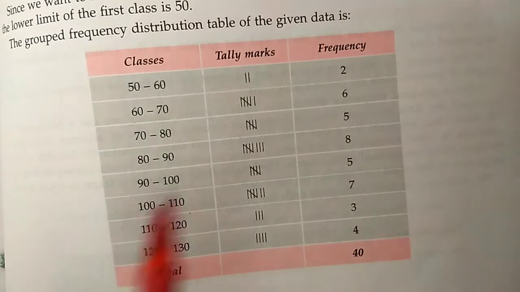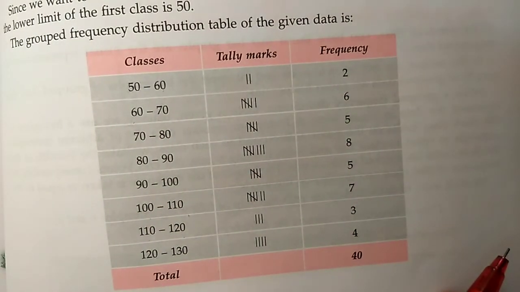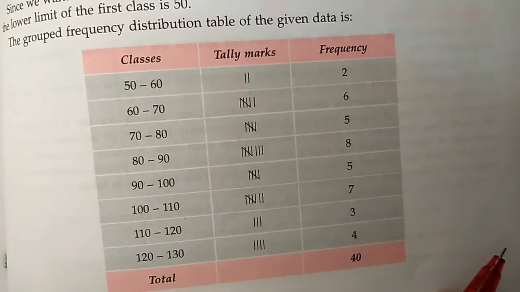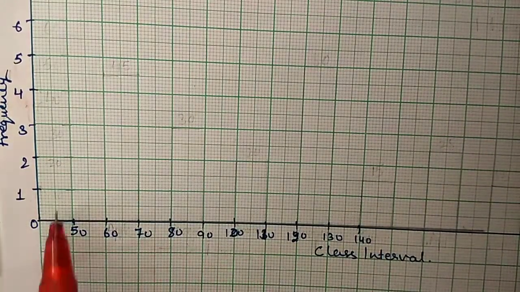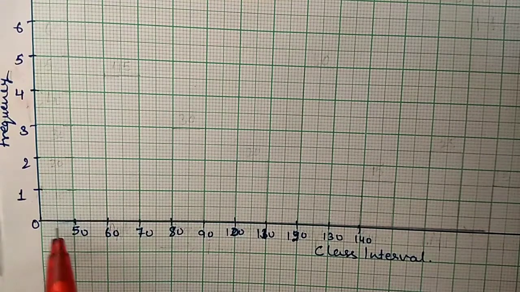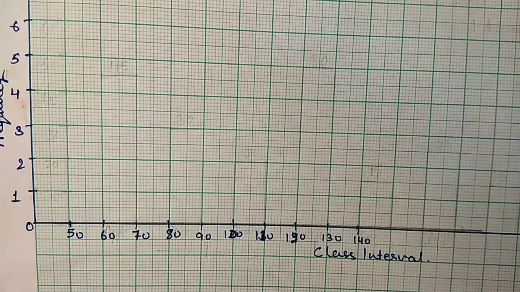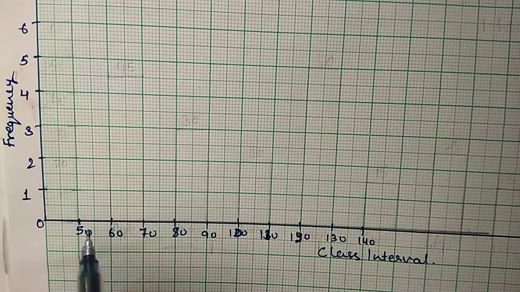Now for this table we have to draw a histogram. For that you need a graph sheet. Take a graph sheet first and draw two lines like this, one horizontal line and one vertical line. On the horizontal line you draw the class intervals and on the vertical line you mark the frequency.